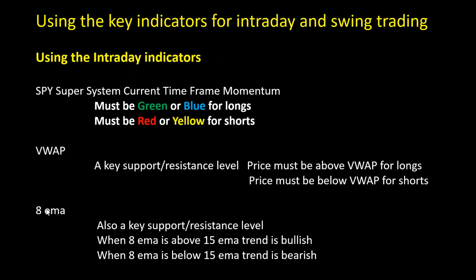Now, 8 EMA. This is also a key support resistance level. Now, this is really important if you're wondering what the trend is, right? When the 8 EMA is above the 15 EMA on a 5-minute chart, it's bullish. As a matter of fact, when the 8 is above the 15 on a daily chart, it's bullish. So if the 8 is above the 15 EMA, it's always bullish. If the 8 is below the 15 EMA, it's bearish. That tells you what the trend is. Really important to know what the trend is because you want to trade with the trend, obviously.